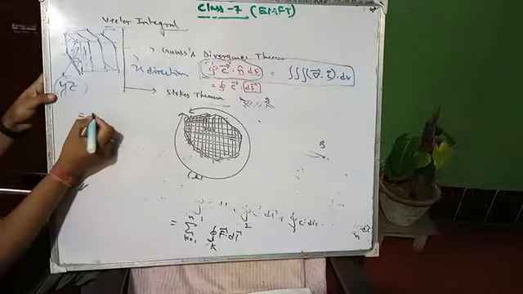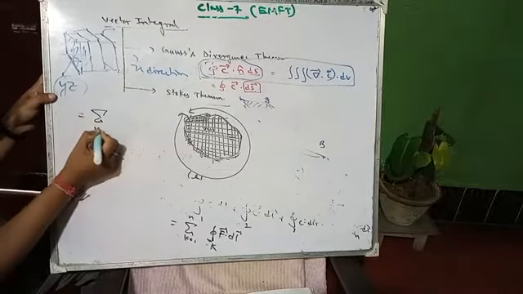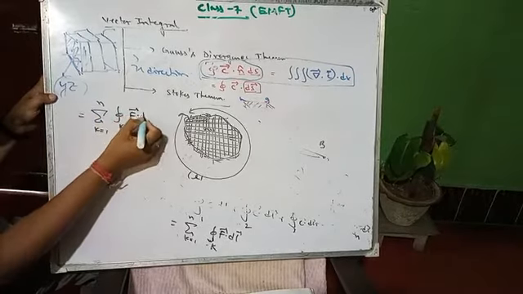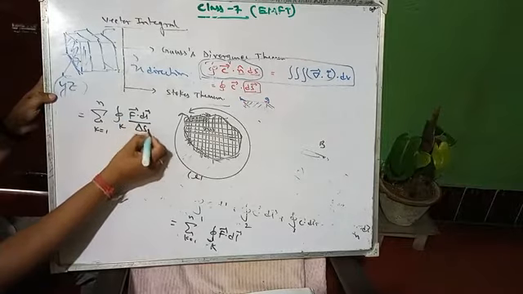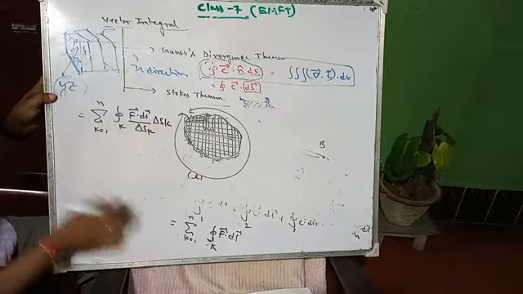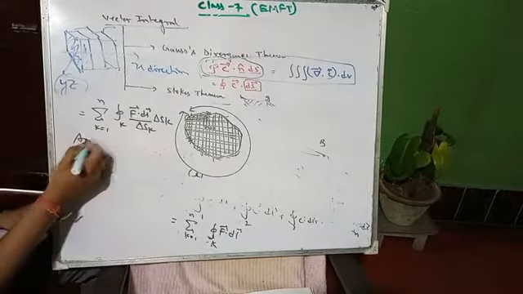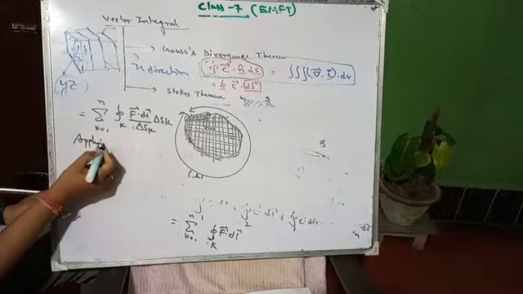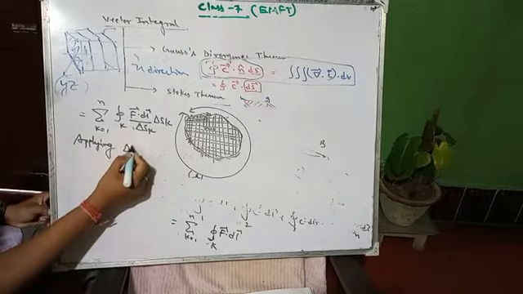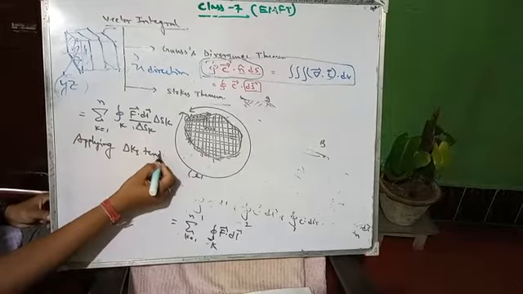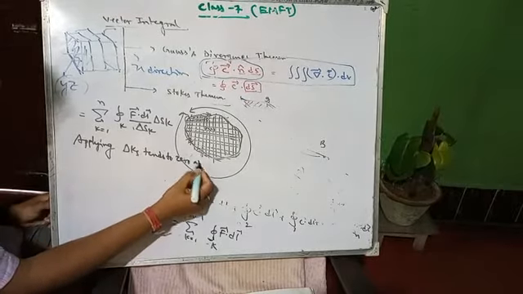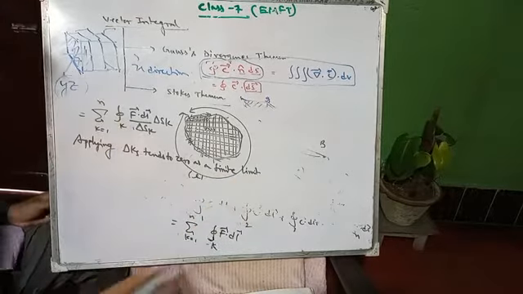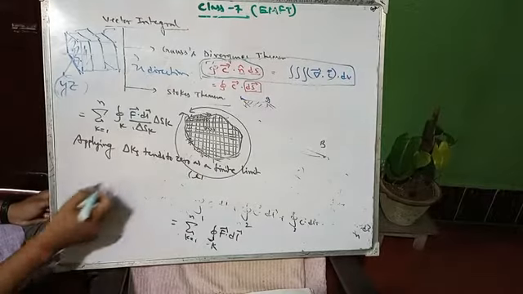So from here you can write the summation of k equals 1 to n of the closed line integration of f dot dl divided by del sk, into del sk, right? We are just multiplying and dividing by the same thing. Now apply the limit: del sk tends to 0 as a finite limit. If we apply it, then what happens?